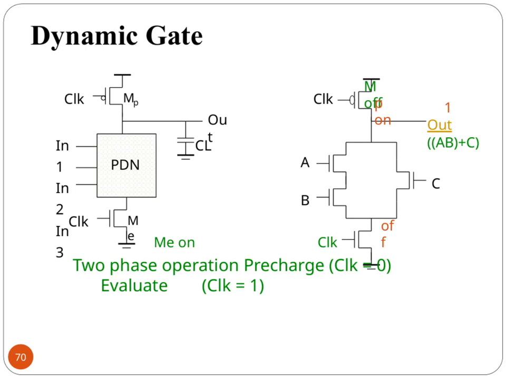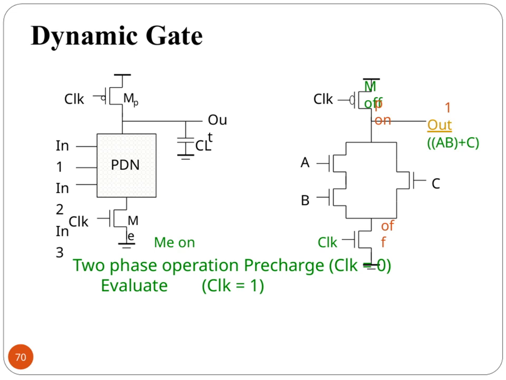Here, we're looking at the concept of a dynamic gate, which operates using a 2-phase clock cycle, precharge and evaluate. During the precharge phase, when the clock is at 0, the output node is charged to a known state. Then, during the evaluate phase, when the clock goes high, the circuit evaluates the logic function based on the inputs. In this example, the output implements the logic expression AB plus C.